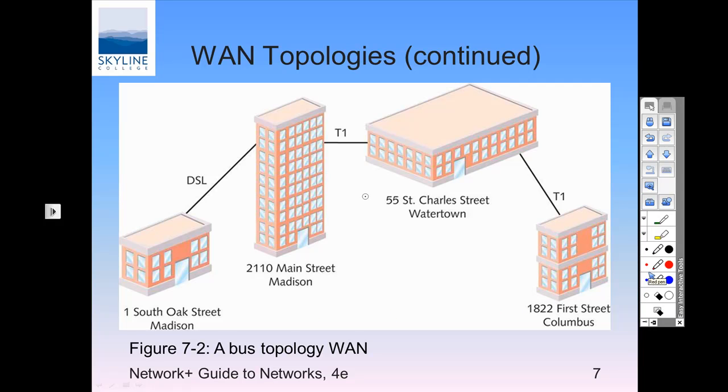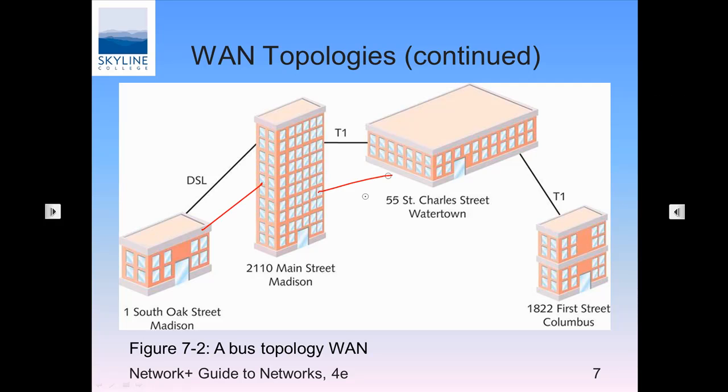A star will say that, let's say this is the headquarters. A star we could connect to each of these. We could create some redundancy if we then did some other things.